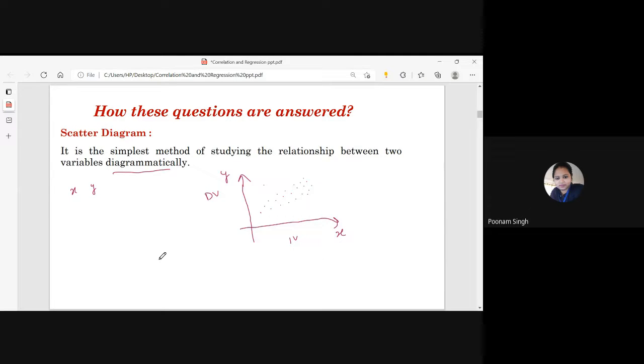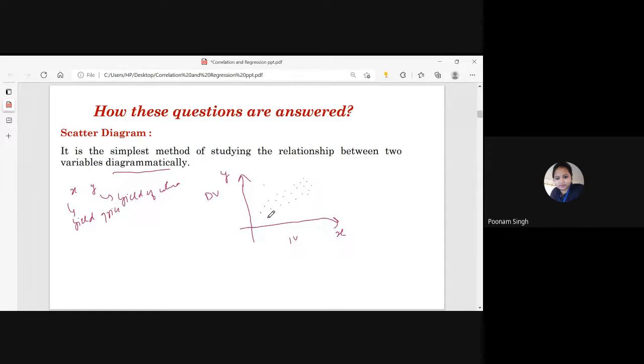But consider another example where suppose x is the yield of rice, and y is the yield of wheat, and we want to see the correlation between them and we are plotting them.